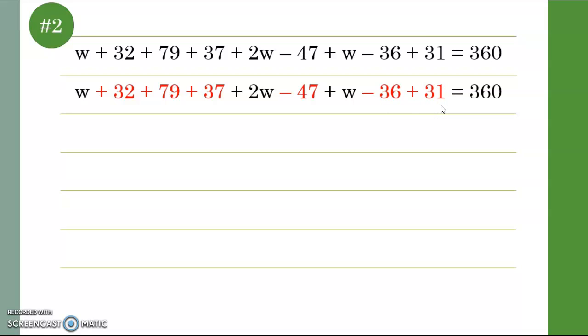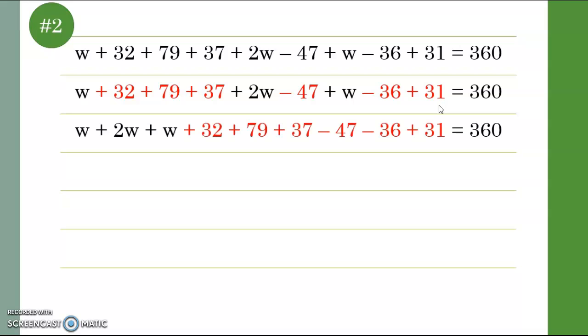Okay, now I'm going to rearrange just like we did before. I'm going to move all of my W terms to the front here. So I gathered them up. I've got W plus 2W plus W. Okay, and then I'm going to write all of my numbers. And remember, I'm keeping whatever symbol is to the left of that number with it. So plus 32, plus 79, plus 37, minus 47, minus 36, plus 31 equals 360.